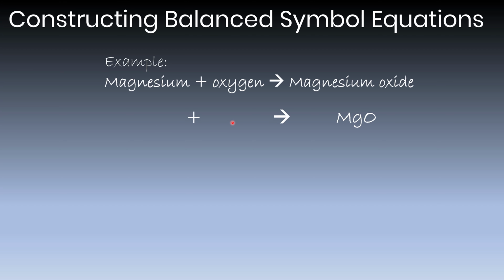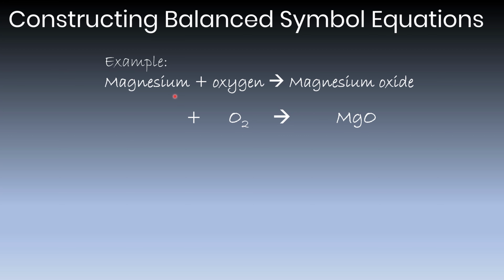We need 2 things to react and we need to write their formulae. The important thing you need to know about oxygen is that its elemental formula is not just O, it's O2, or a diatomic molecule, like this. This is how we always have to write the formula of oxygen when it's shown on its own in an equation.